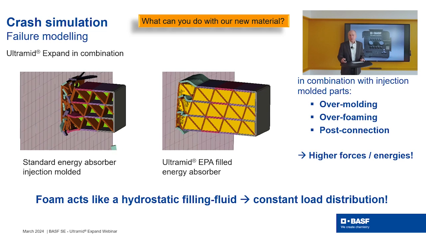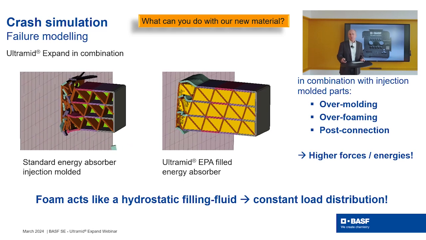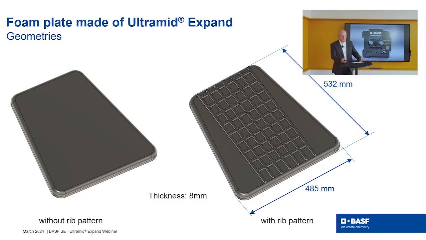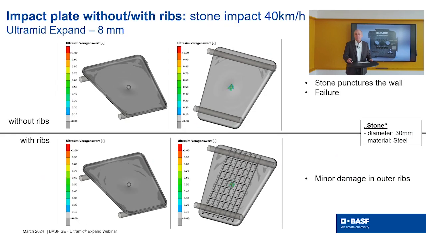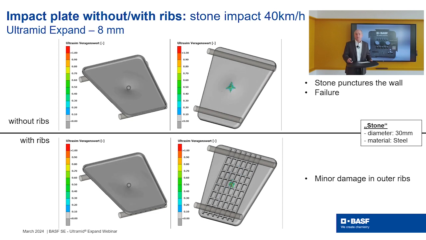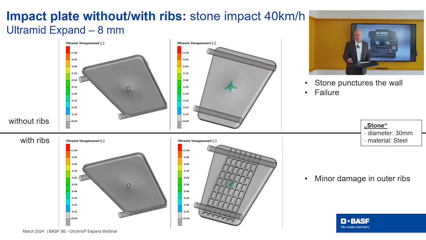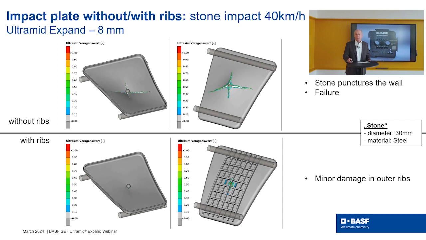The foam, if you look at it from an engineering point of view, acts a little bit like a hydrostatic fluid, so it distributes the pressure in all directions, and so we can achieve a constant load distribution internally in the part. Other things that we did here is a plate that we have simulated. You see on the left side without and on the right side with ribs. And by making a stone impact test with a 40-kilometer impact, you see that without the ribs, the stone punctures the wall and we have a very large failure. On the lower side, you see that we only have minor damage if we put ribs on. And here again, simulation can help to predict what's happening before you build such a part and such a tool.